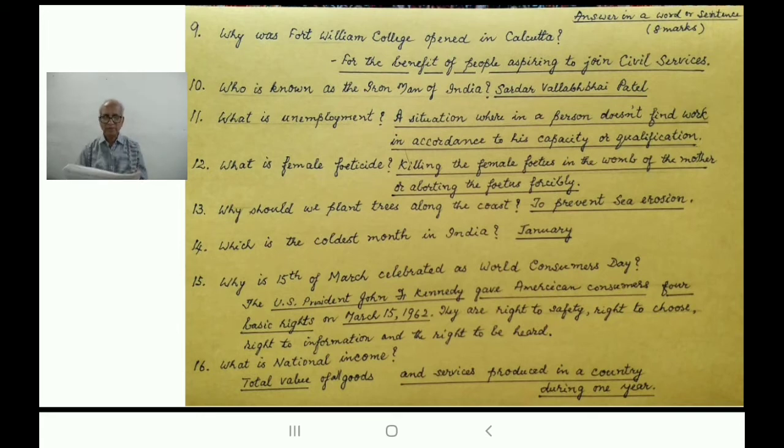Why was Fort William College opened in Calcutta? The British opened Fort William College in Calcutta. It was for the benefit of people aspiring to join civil services. The British wanted to select the cream from the Indian population and appoint them as officers in civil services. So they started Fort William College in Calcutta.